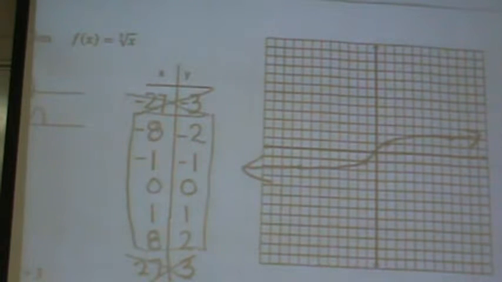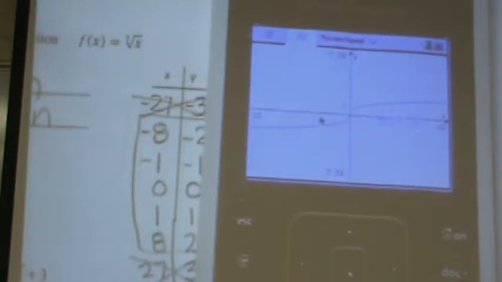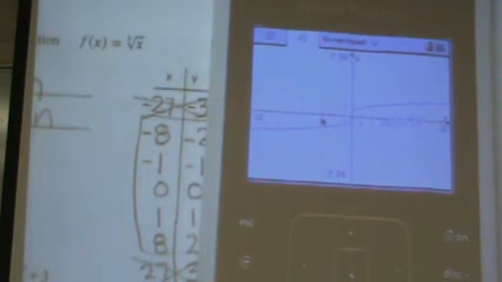What would you say the shape of this is? What would you call this? Looks like a snake, doesn't it?